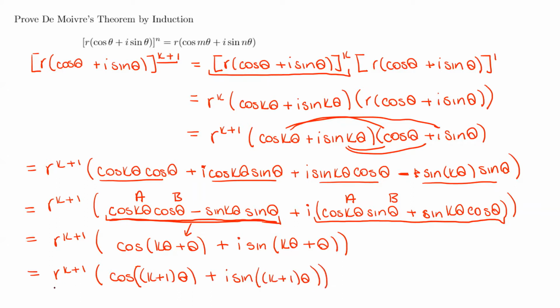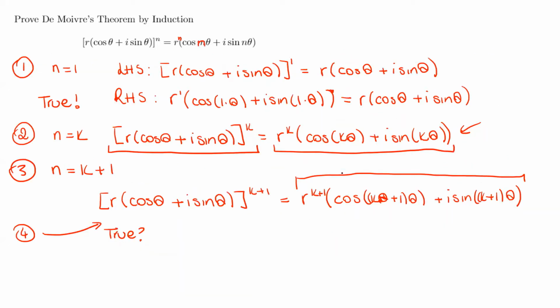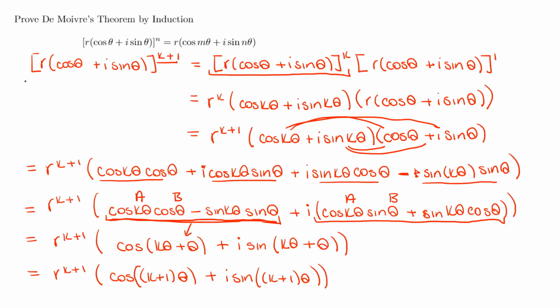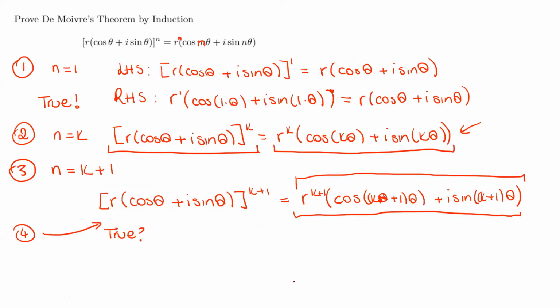And looking at this equation here, guys, isn't that exactly what we had to prove on this side? Which it is. So we got the left-hand side equal to the right-hand side. We started off with the left-hand side and we made it look like the right-hand side. So because we did that, then we know it's true for n is equal to k plus 1.